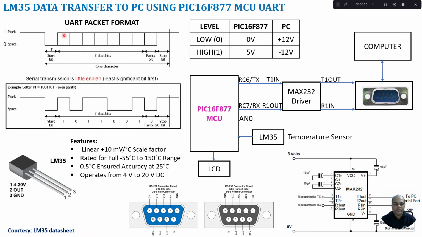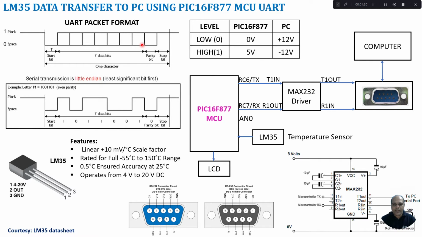UART protocol, it starts with a start bit. The start bit is represented by a logic high to 0. Then comes your LSB bit. Then subsequently the data bits are being transmitted. Then finally your MSB bit. After your MSB bit, we can have a parity bit.